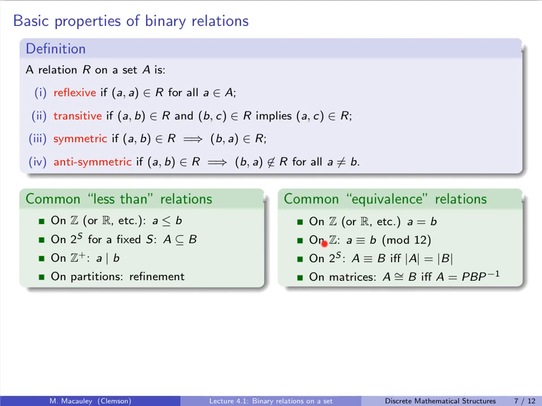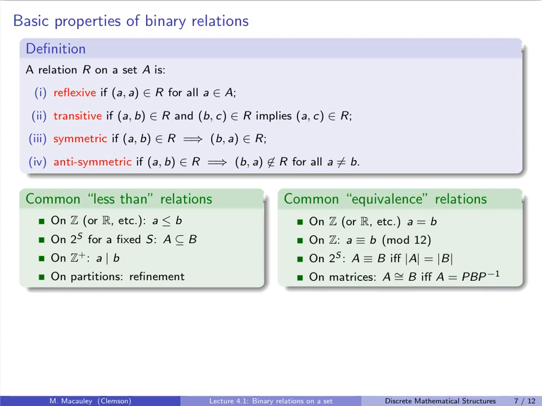Same with these equivalence relations. A is equal to A. A is equivalent to A mod 12. Two subsets, well, a subset has the same size as itself. And two matrices are obviously similar to each other. Just take P to be the identity matrix. So both of these are reflexive, and similarly, both of these are transitive.